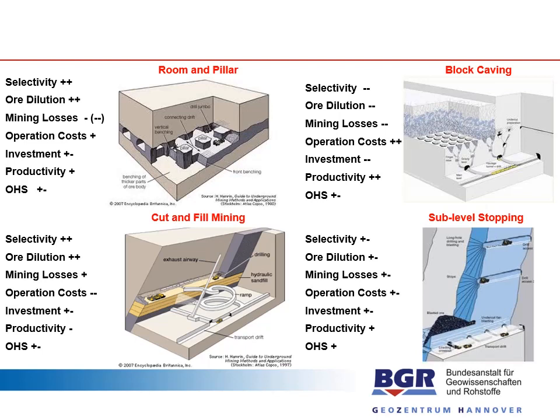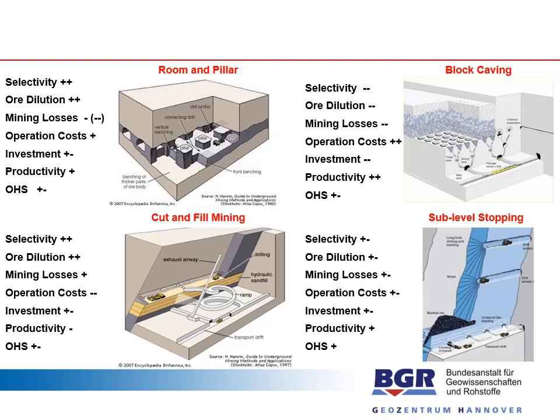As you can see on the image, you have a low selectivity, a high ore dilution, and mining losses. On the other hand, you have very low operating costs and a high investment, but also a very, very high productivity comparable to open pit mining, and that is why Mr. Long decided to bring together open pit and block caving methods on the one hand and all the other underground mining methods on the other hand.